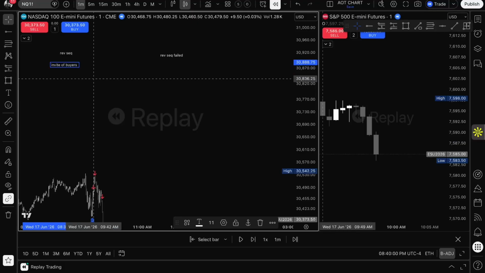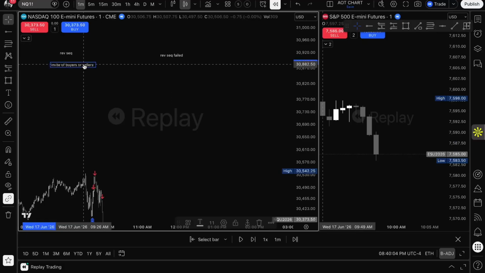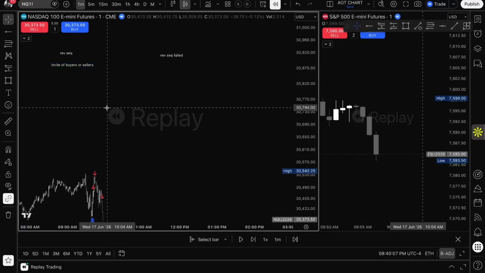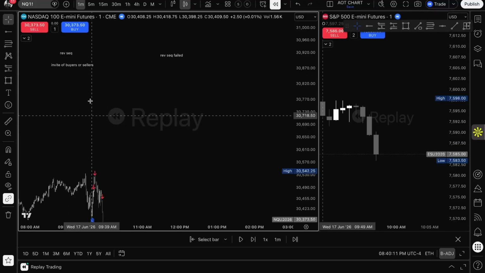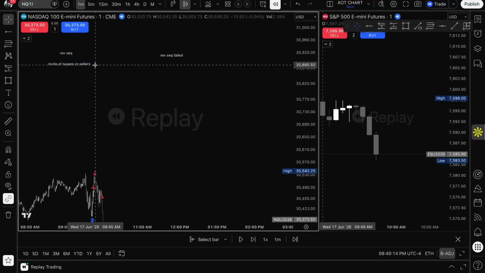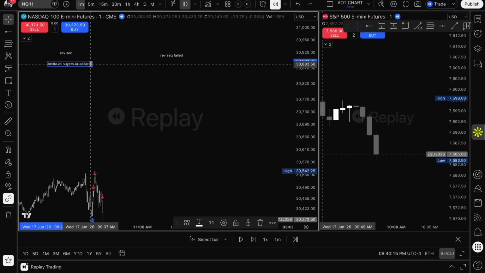Invite of buyers or sellers. All right, because you could take a reverse sequence in both directions. It doesn't just have to be to the downside. It could be to the upside. So invite of buyers or sellers. You need to resoup, so retake a level like a high or low, then deliver.